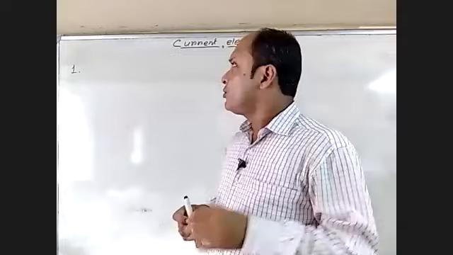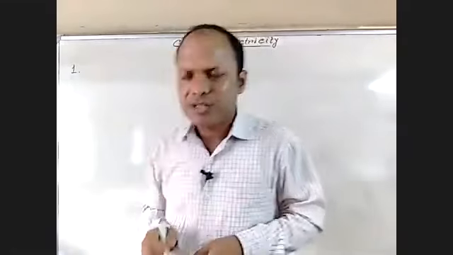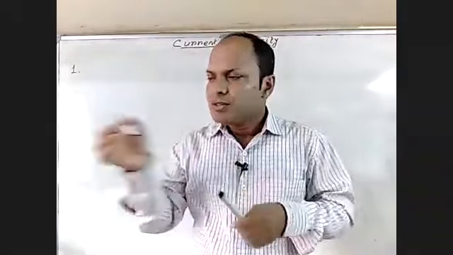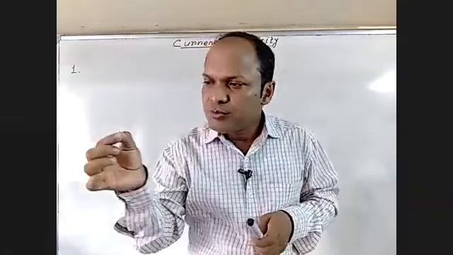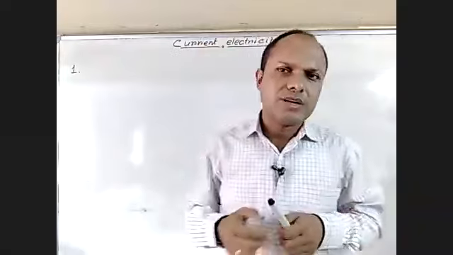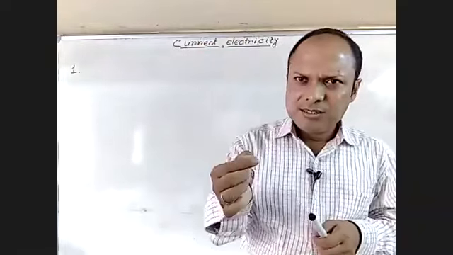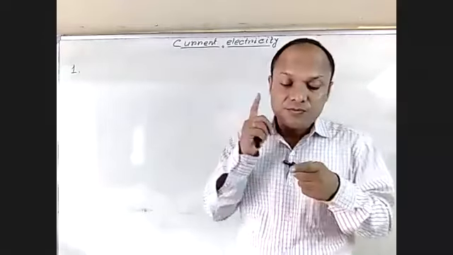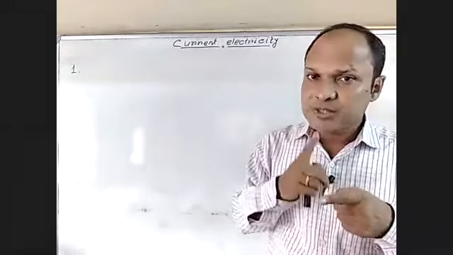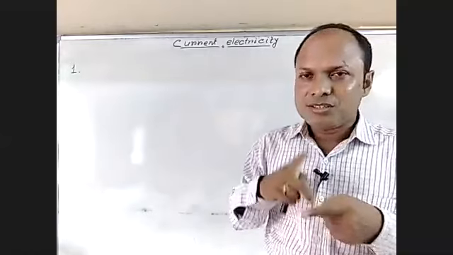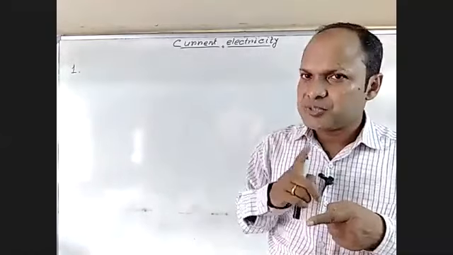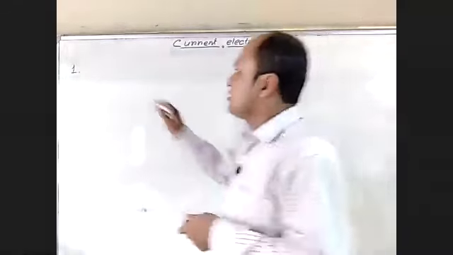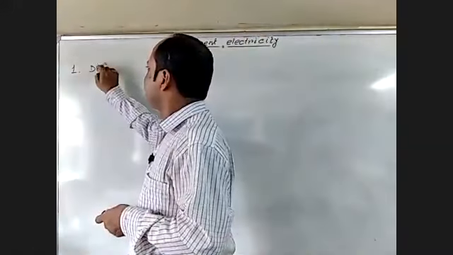So before starting this chapter, I am trying to say one thing. What is electric current? Say the charge is moving through a particular wire. You have a conductor. Through this conductor, the charge is moving with respect to time. The flow of charge with respect to time, or the rate of flow of charge with respect to time, is called electric current.